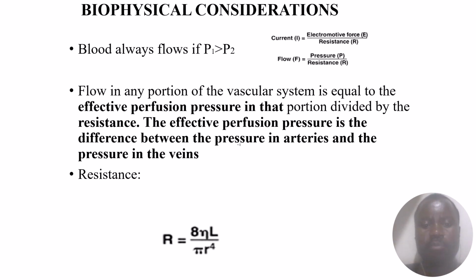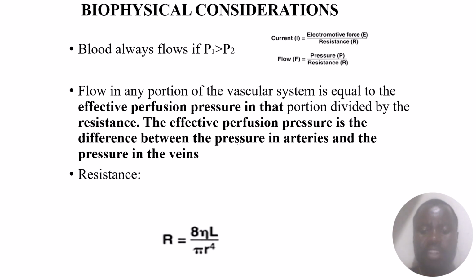blood flow is related to current, and the electromotive force that ensures that there is potential difference will be the change in pressure, and the resistance in this case will still be the resistance to the blood flow. So we are saying flow in any portion of the vascular system is directly proportional to the effective perfusion pressure. If the pressure difference is very low, then flow will be very low.